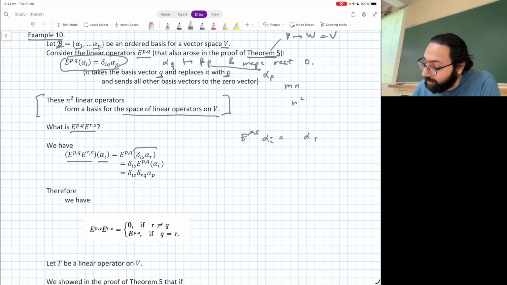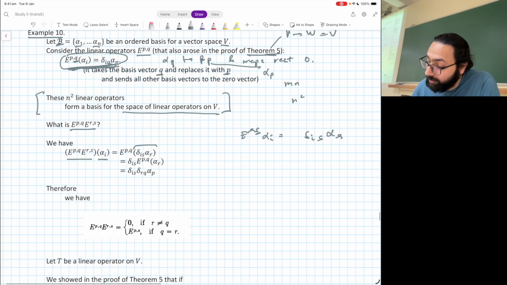Okay, so we're still using the same notation. Let's just plug in the definition. I'm using this definition, okay? So it would be delta IS times the second coordinate. Q was appearing, right? So I have S here, and then you have alpha P. So instead of P, we have R, the first quadrant. Is that okay? Just applying the definition. I haven't done anything.